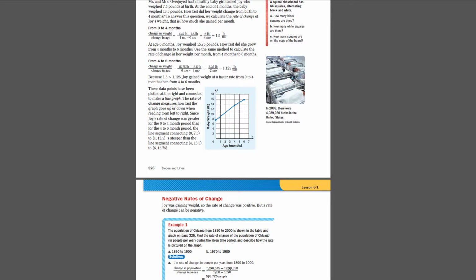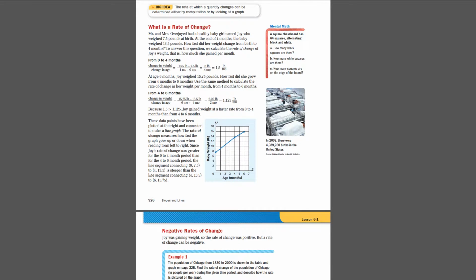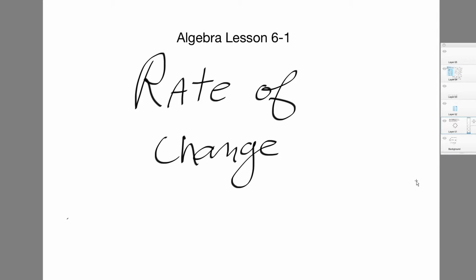I'm going to go through some additional examples. I'll be pulling up the sketchpad here in just a second. Do want to remind you to read through this, work through the examples. If you have any questions, please ask. If you want help working through some of these, please let me know so I can help you out with it. So I'm going to go ahead and pull up the sketchbook. And here we are, Algebra Lesson 6-1, Rate of Change.